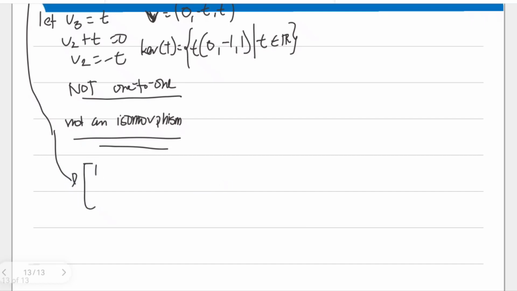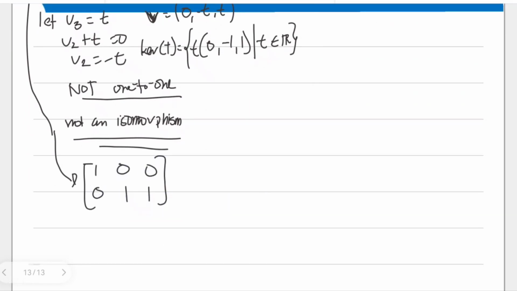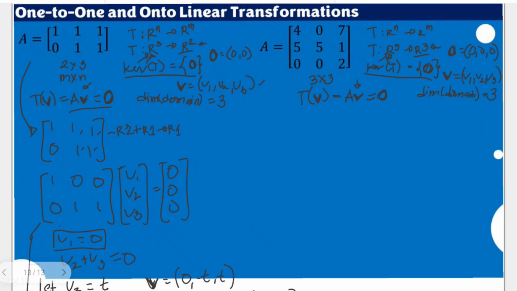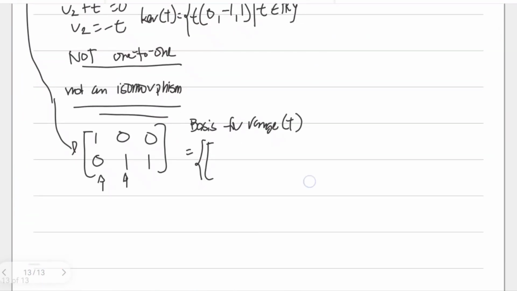So you have here 1, 0, 0, 0, then 0, 1, and 1. We see here we have two columns with leading 1. This would mean that our basis for the range of t contains the initial two columns, the first and second column: 1, 0, and 1, 1. In short, the dimension of the basis of the range of t is equal to 2, since there are two vectors here.